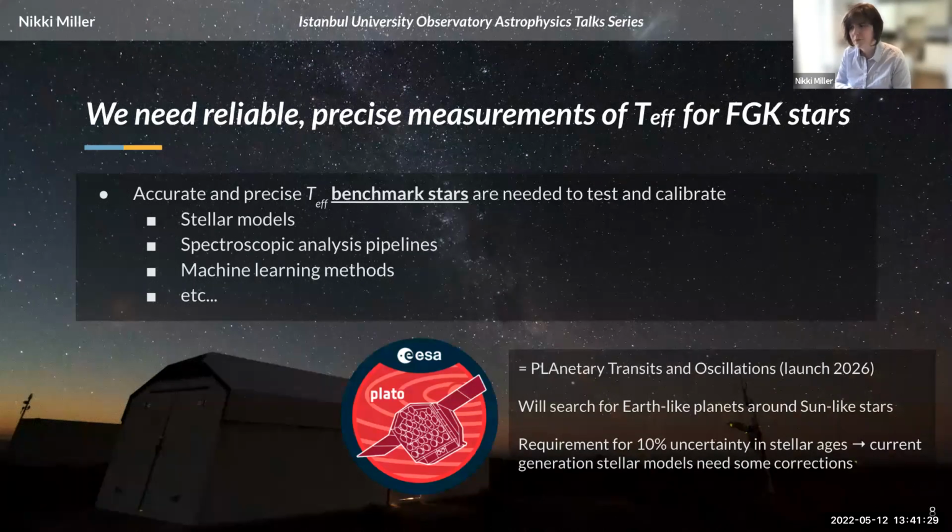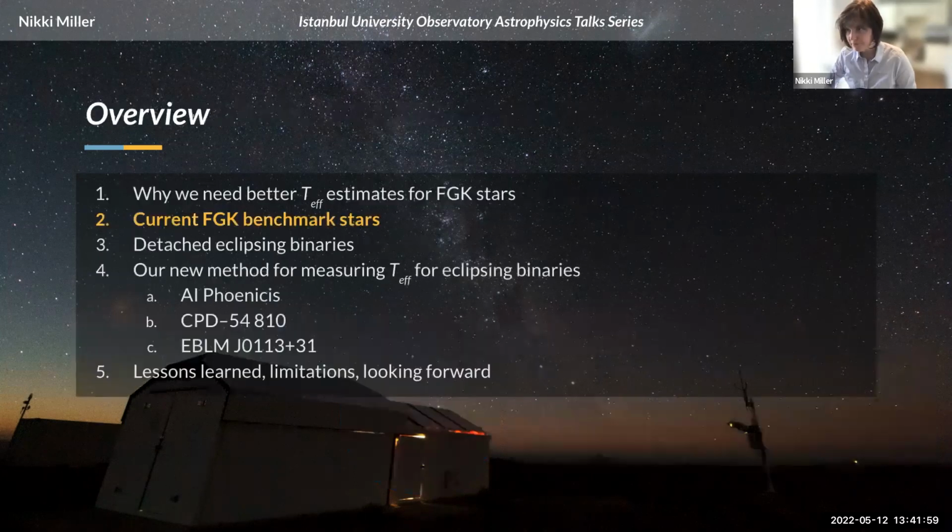This is an ESA mission that's going up in about 2026. And the goal of the mission is to search for Earth-like planets around sun-like stars. And to do that, they've specified a requirement on a 10% uncertainty in stellar ages. So the current generation of stellar models absolutely need some work before we can reach that 10% reliably. So for that, we need a set of benchmark stars. So my work feeds into the benchmark stars package for the Plato mission.